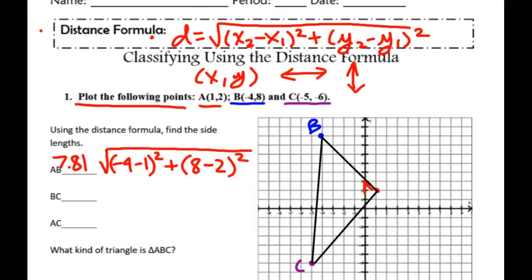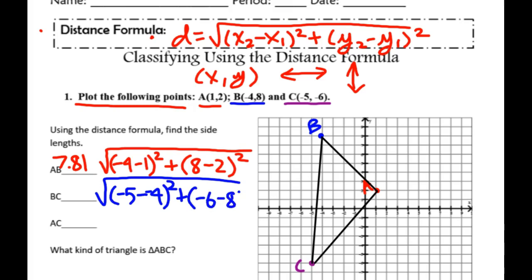All right. Let's try the same thing for BC. Big square root. And I'm going to put, this time, negative 5 minus negative 4 squared plus, and then I'm going to do my y values, negative 6 minus 8 squared. Okay? So once again, I'm going to take that, and I'm going to plug it into my calculator.